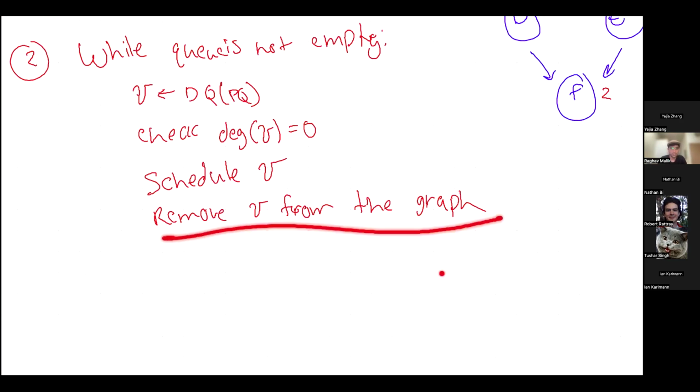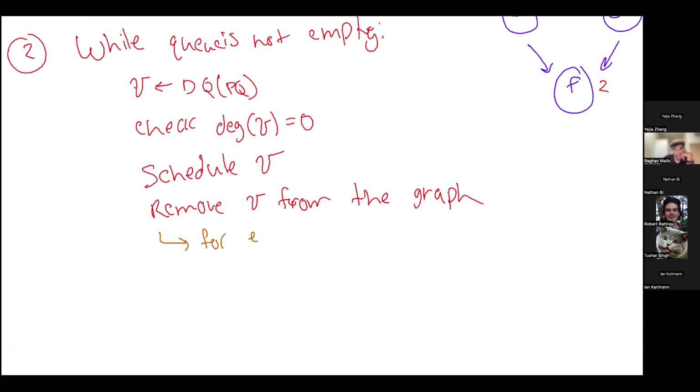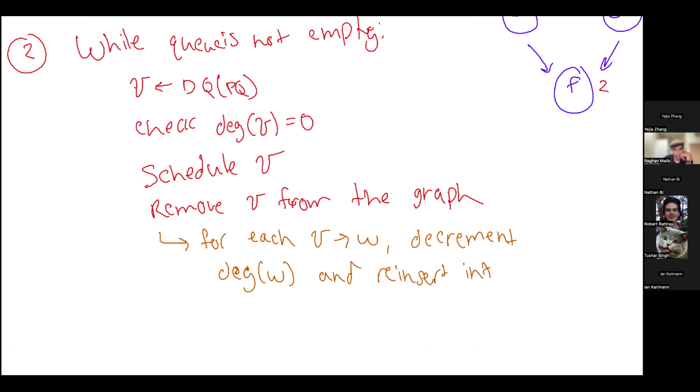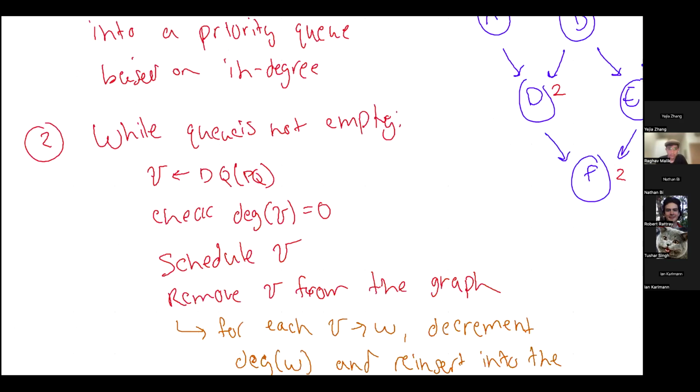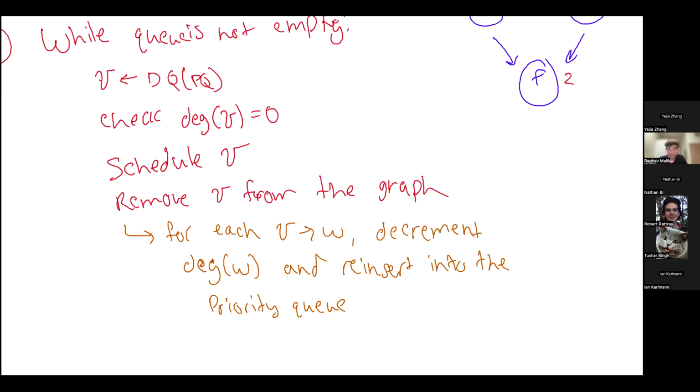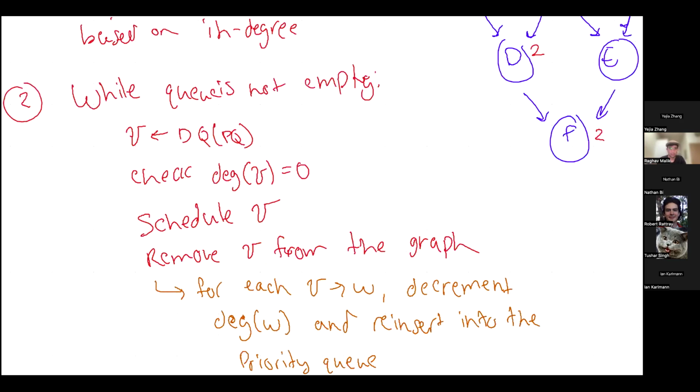removing v from the graph entails, for each edge v to w, decrement the degree of w and reinsert it into the priority queue. Right? Or more generally, we remove v from the graph and just keep doing this until the queue is empty, right?